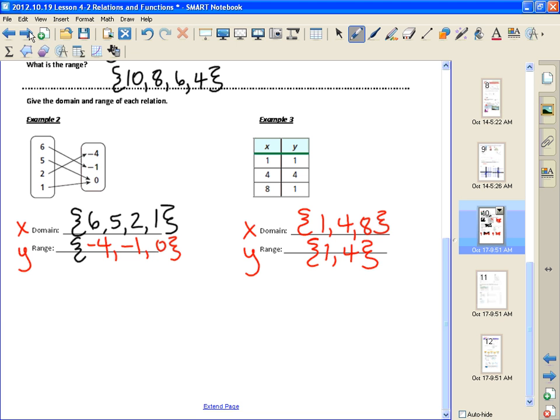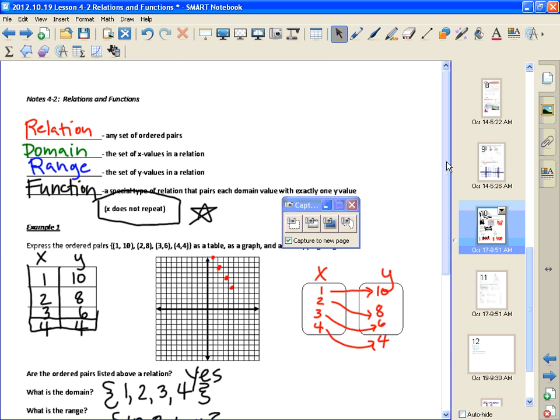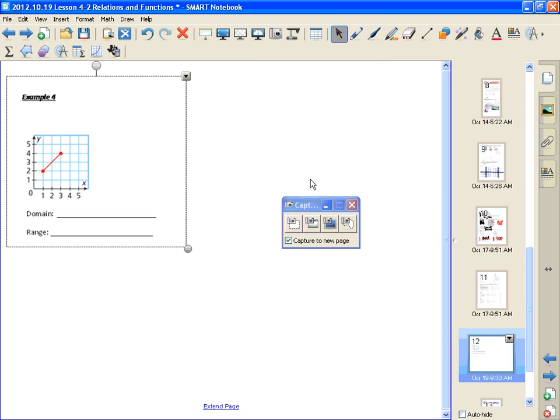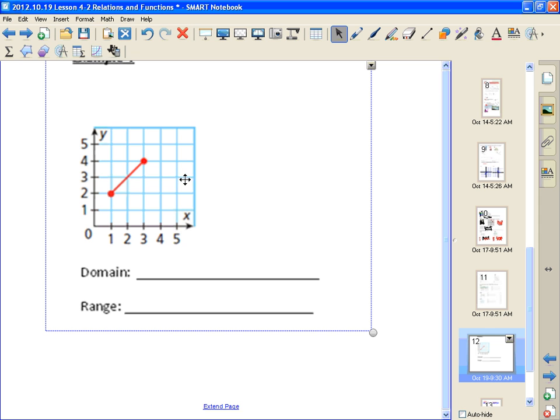Okay, so flip over to the back. Okay, this is a little bit different. Notice on the front, when we were describing domain and range here, we were given specific x and y values, right? And they were listed individually. On example 4, we're not given individual values. We're just given a graph that has a line on it. So when that happens, you have to write your domain and range a little differently.